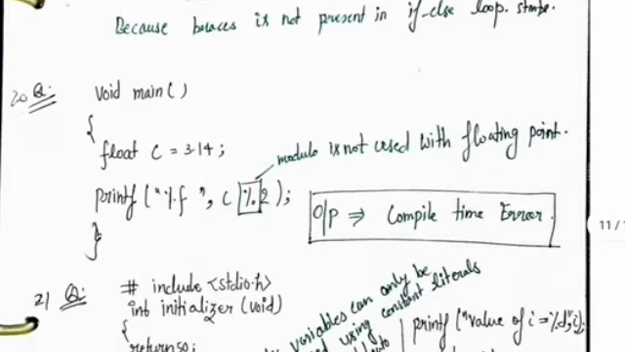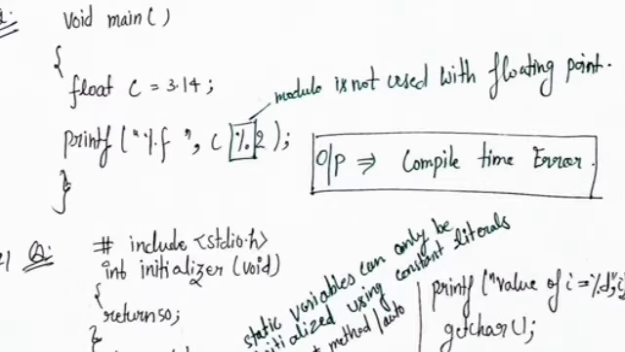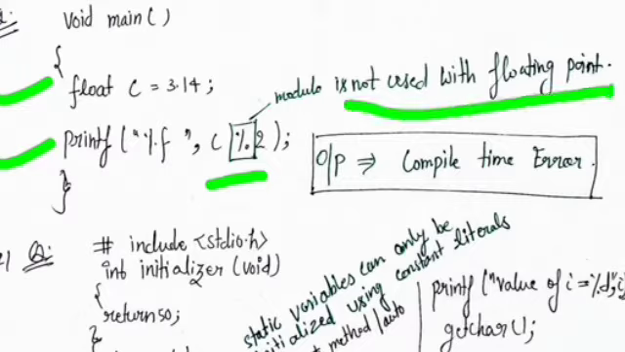Now come to the next question, number 20. Firstly start with the void function. Here float equal to 3.14 and print %f, %c, %2. So here % is the modulo operation, and we know that in the floating case we can't use the modulo operation, so it gives a compile time error.